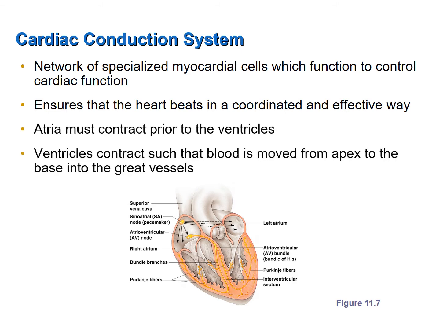The atria must contract prior to the ventricles, and the ventricles must contract such that blood is moved from the apex to the base into the great vessels.